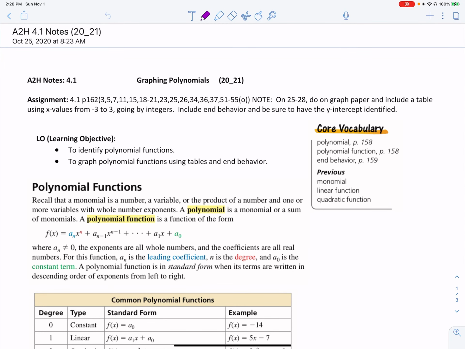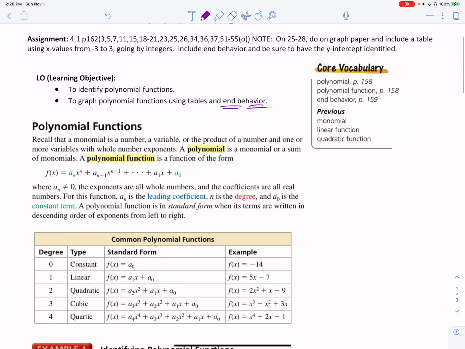All right, graphing polynomials, Algebra 2 Honors 4.1. So we are going to have you identify a polynomial function and graph polynomial functions using tables, and this is an important piece of end behavior. So first of all, we have just the general form of a polynomial, and I love this. It's kind of abstract with all the variables, but it's kind of neat. I'm going to use an example to try to help explain this a little bit.